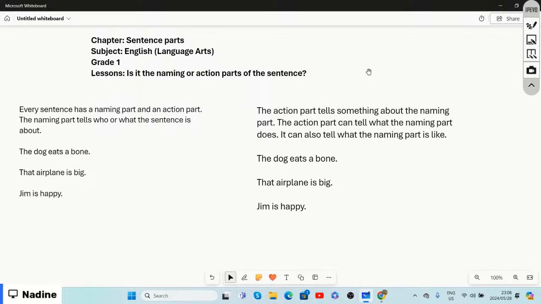And then it also has an action part, right? And an action part, it basically tells us it's like the verb. It's the action that takes place within that sentence.